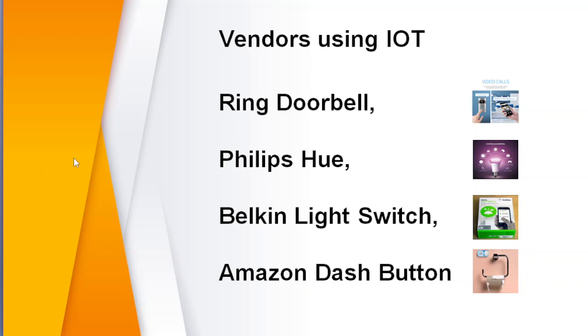That's a good example of IoT. The Philips bulb, you can program it to dim down to whatever you want, and you can just use your smartphone to do it. The same with the Belkin light switch. If you're going away on holidays, you can program the light to come on by night and go off.